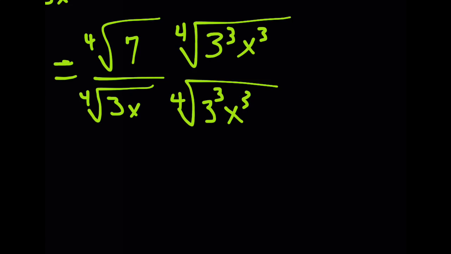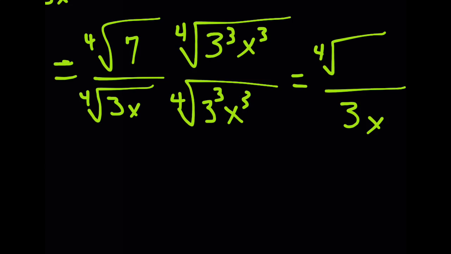You just make it like that. 7. Because now, if I put these two things together, I've got 4 3's, so I can pull 1 three out. I've got 4 x's, I can pull 1 x out. So I have 3x on the bottom. And it's always going to work out that way if you multiply the top and bottom by what you're supposed to. Then on the top, I'd have the 4th root of 7 times 3 to the 3rd, x to the 3rd.